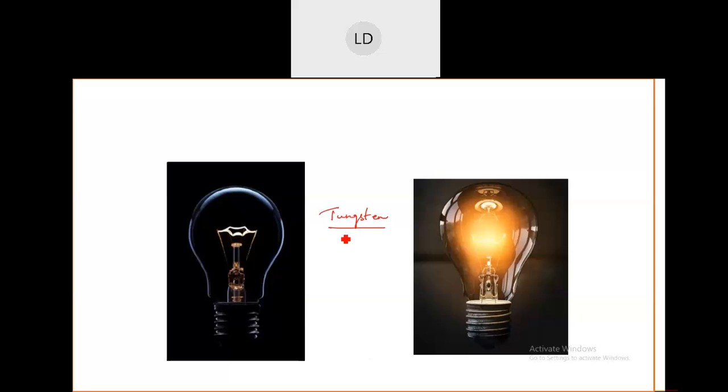So whenever current is passed through this wire, heat is produced. Definitely heat is produced in the filament, and this heat is also converted into light. It glows out, the filament produces light, and we use tungsten as the filament in electric bulbs. So these are some of the applications of the heating effect, Joule's law of heating.